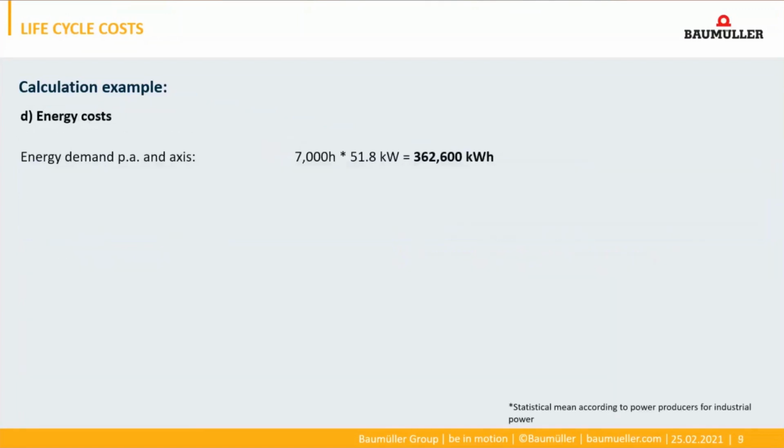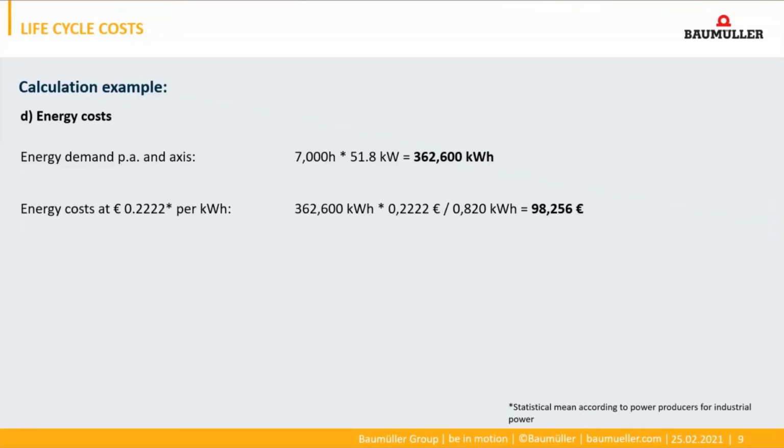To get the energy demand per axis and year, we need to multiply the operating hours with the required shaft power. In this case, we have 362,600 kilowatt hours. Now we want to know which energy costs this results in. So we need to multiply the energy demand with the energy costs for 1 kilowatt hour and divide it by the efficiency. This results in 98,256 euro energy cost for the motor gearbox combination.